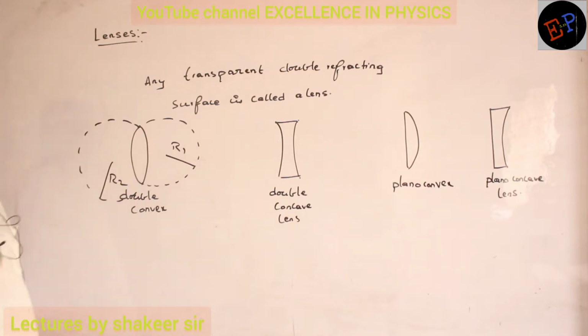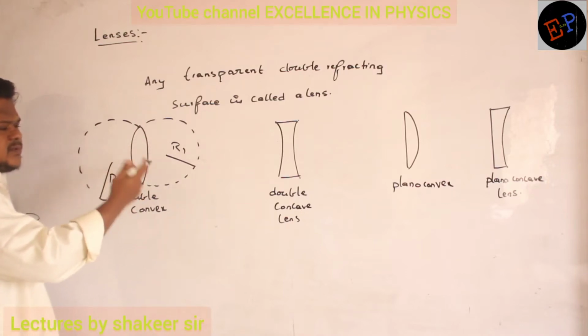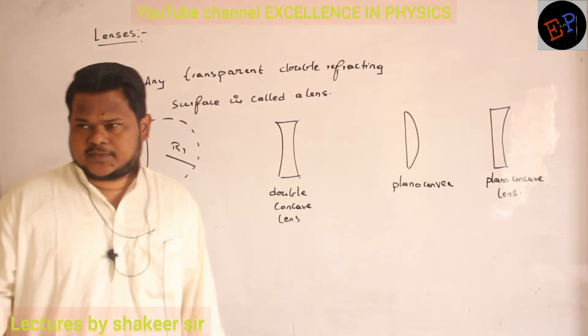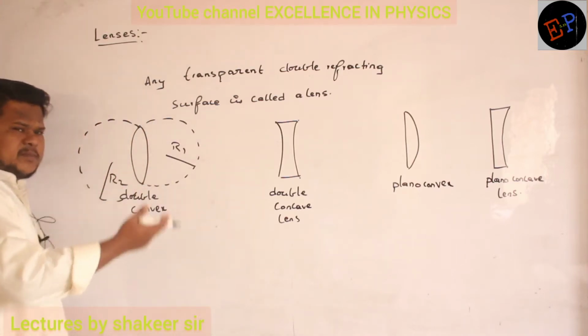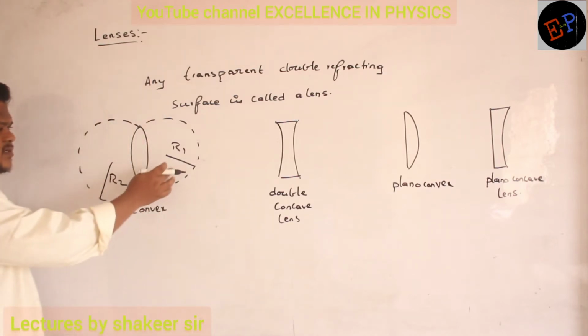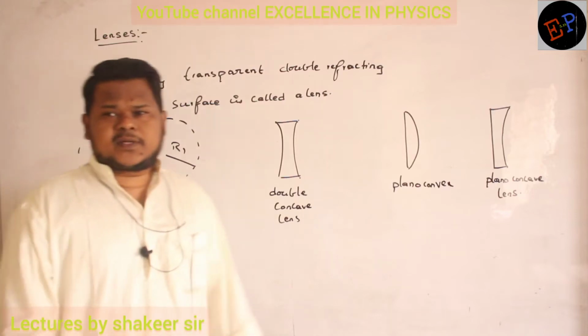Are you able to understand? So I can say that this lens can be made of two spheres. And the radii of curvature may be equal, they may not be equal also. So radius of curvature of this one is R1, radius of curvature of this one is R2. So different radii may also be present.